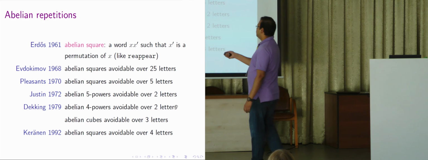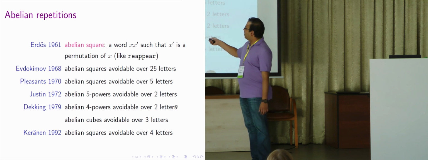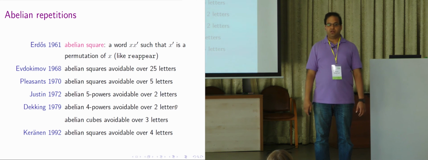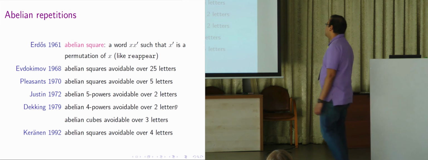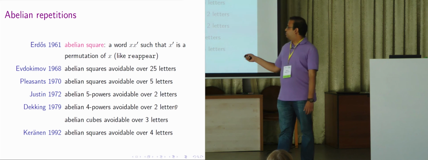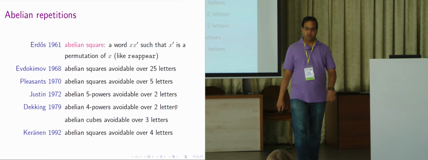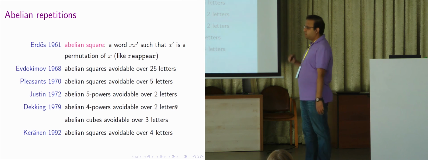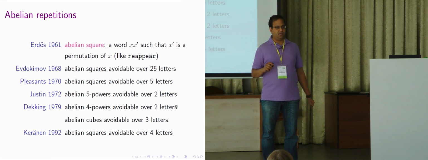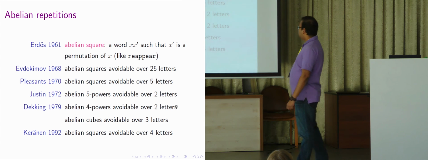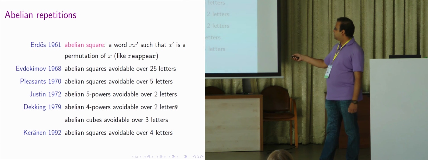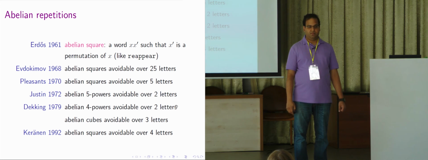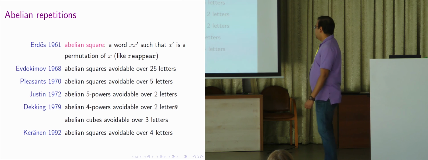The question whether abelian squares are avoidable over some finite alphabet was asked by Paul Erdős in 1961. The first person to give a positive answer was Evdokimov in 1968. He constructed a sequence over 25 symbols that contains no abelian squares. And then a couple of years later, Pleasance improved this construction to a 5-letter alphabet. So he did it over 5 letters.